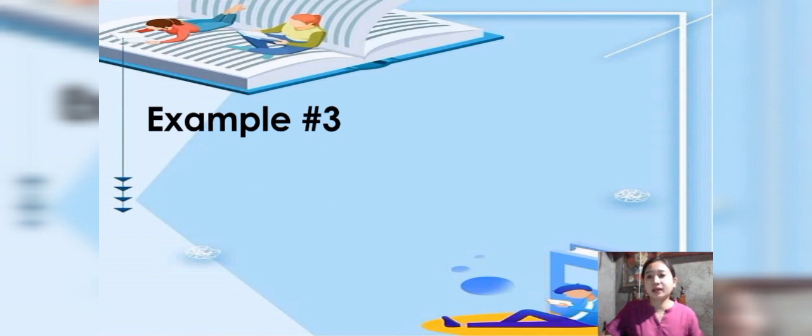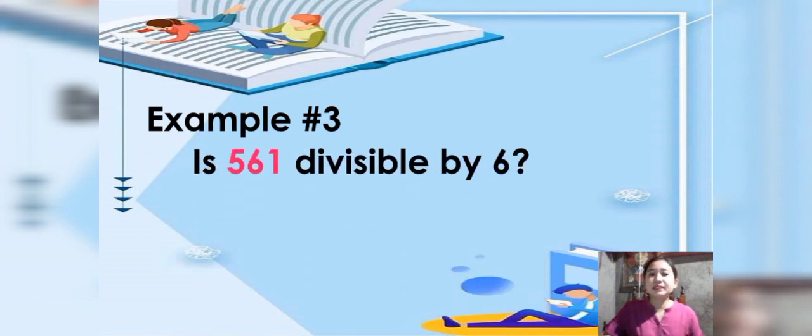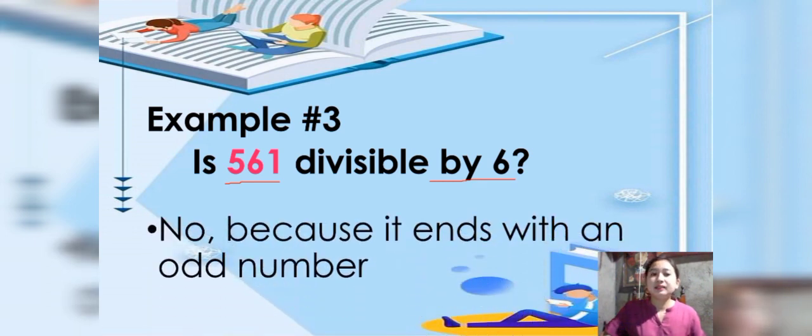Another example, is 561 divisible by 6? The answer is no. Why? Because it ends with an odd number. Digit 1 is an odd number. It is not an even number, so automatically 561 is not divisible by 6.